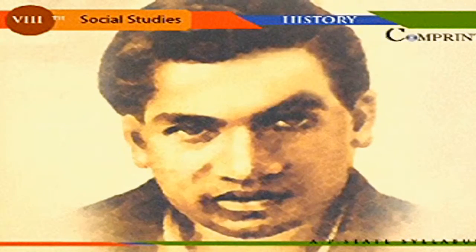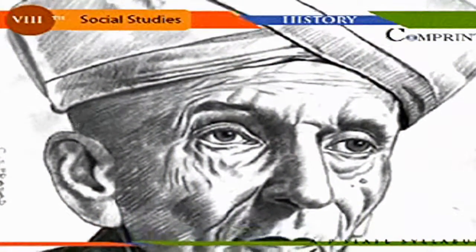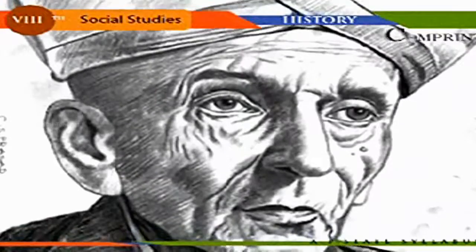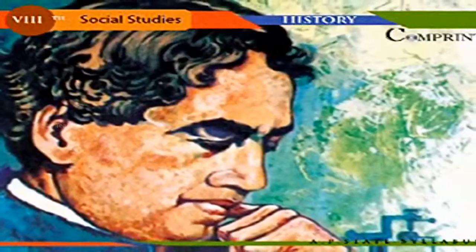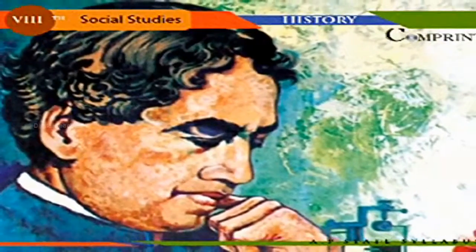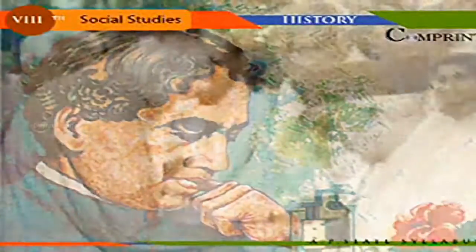In the field of engineering and technology, Mokshagundam Vishveshwaraya was the most outstanding personality that India had ever produced. The other eminent persons in the field of science were P.C. Roy, J.C. Bose, Satyen Bose, D.N. Varia, Birbal Sahani and Meghnad Saha.